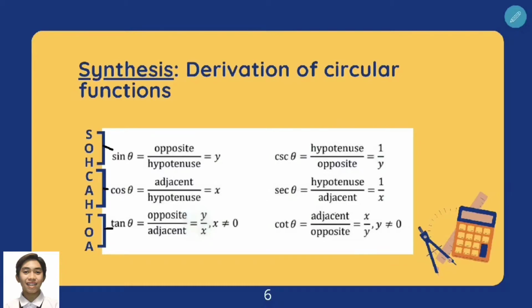The next 3 circular functions begin with cosecant. It is the reciprocal of the sine function, hence we have hypotenuse over opposite, or 1 over y. Another is secant. This is the reciprocal of the cosine function and it is equal to hypotenuse over adjacent, or 1 over x. And lastly, cotangent. This is the reciprocal of the tangent function. It is adjacent over opposite, or x over y.